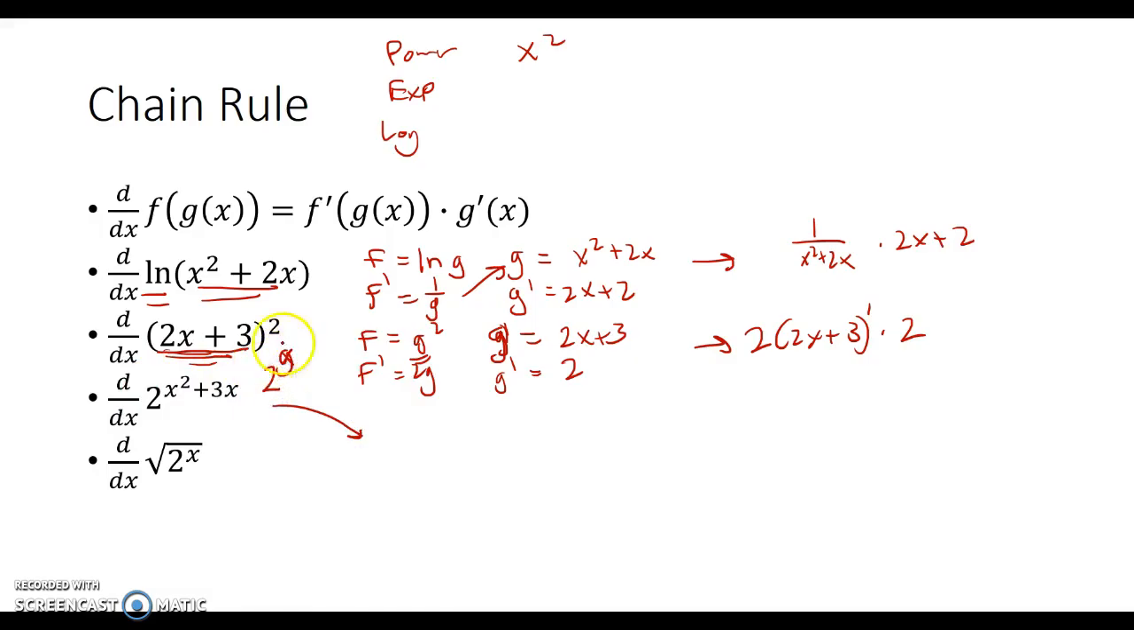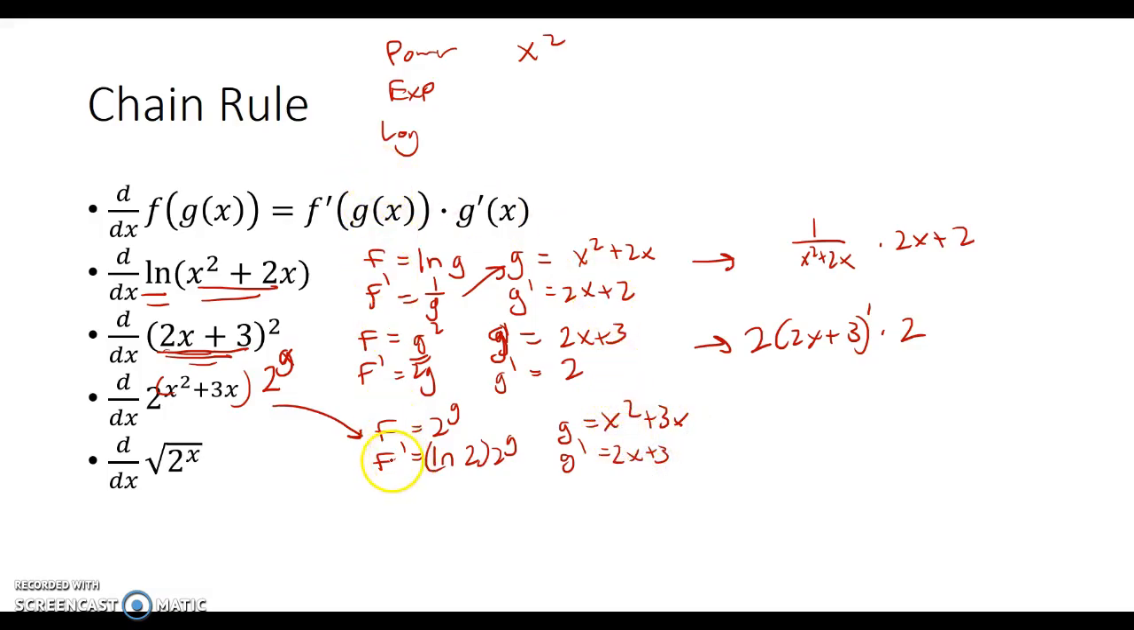And here, same idea, except here I see 2 to the guts. I see 2 to a power, which looks much like an exponential function. So my guts in this case are the exponent, which is x squared plus 3x. So f is going to be 2 to the g power. F prime is the derivative of an exponential function, which is the natural log of 2 times 2 to the g. And g, the guts, is x squared plus 3x, and g prime is 2x plus 3.